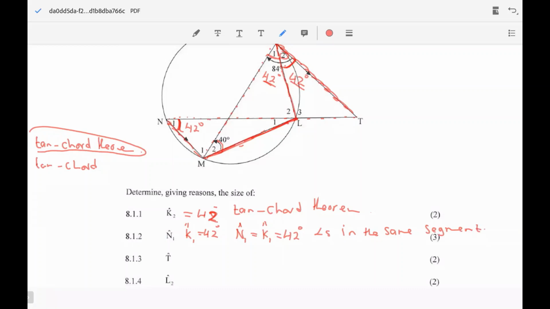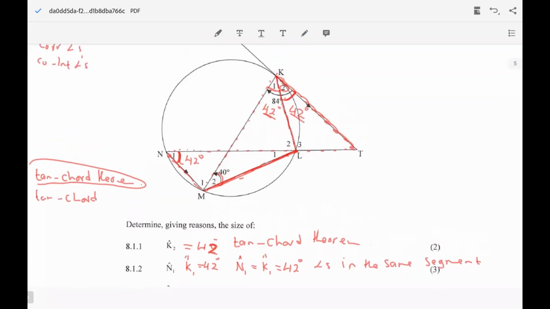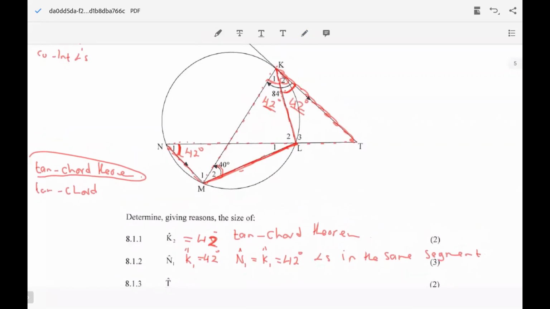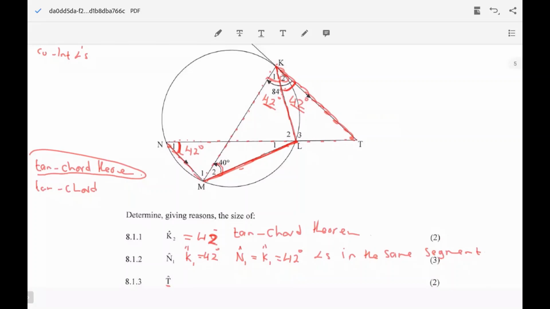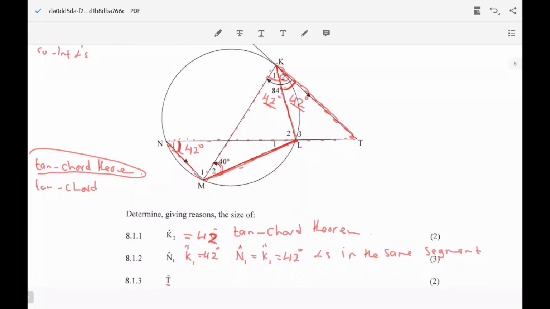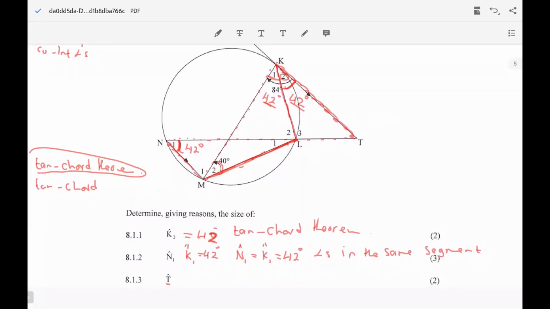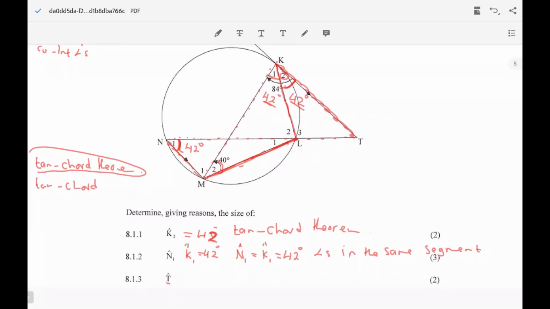Angles in the same segment. Now let's look for angle T. Angle T is here. That's what we need. So angle T is in triangle KTL. And what else do we have?